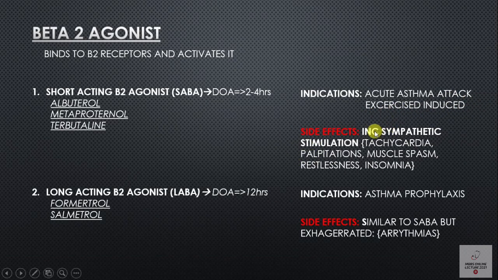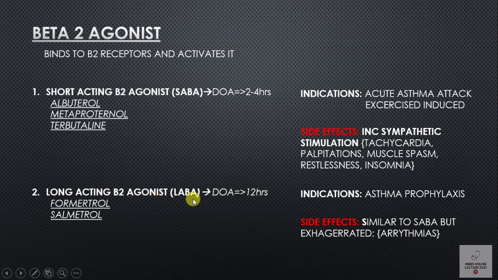Side effects, these side effects are generally due to the increased sympathetic stimulation because the beta-2 receptors are basically part of the sympathetic nervous system. If we stimulate the beta-2 receptor, it will have systemic side effects such as tachycardia, palpitations, muscle spasm, restlessness, and insomnia, which is basically due to the fight and flight response.